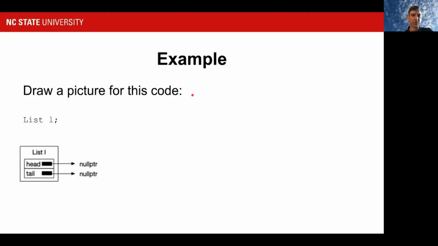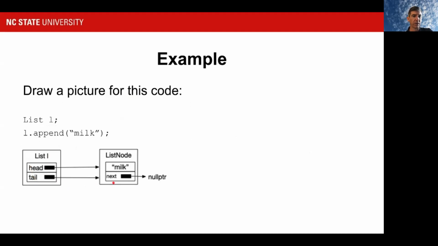So let's draw a picture for this code. So I say list L. Okay, so what that means is I'm going to have an object, a list object, and we know that inside a list object, I have a head pointer and a tail pointer. And when I declare an object like this, it's just going to invoke the default constructor, and the head and tail pointer will both be set to null. So this results in a simple drawing.